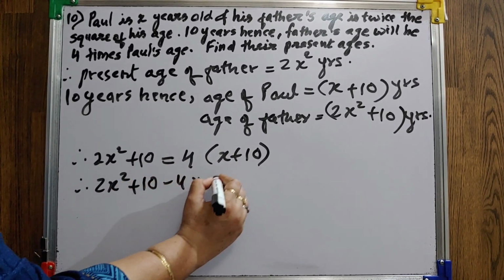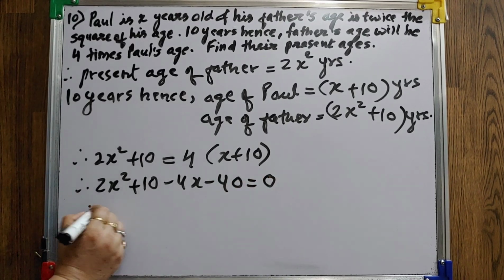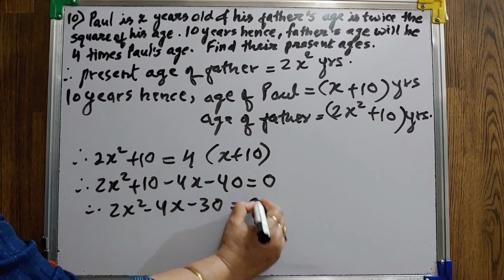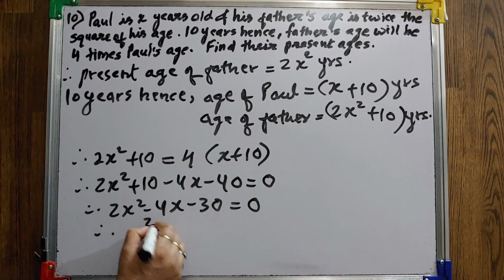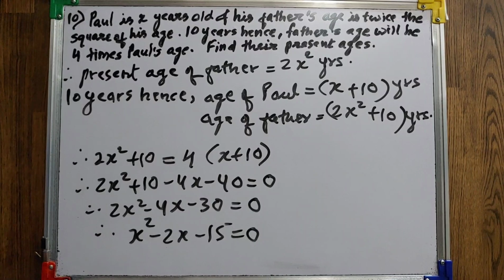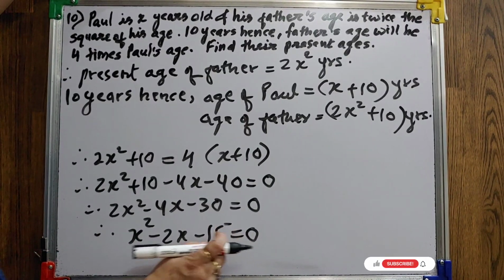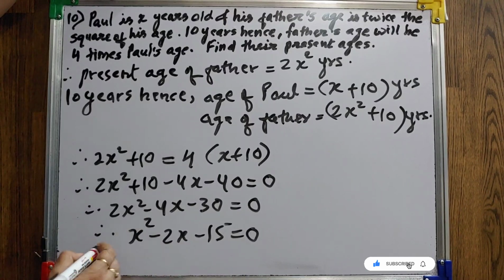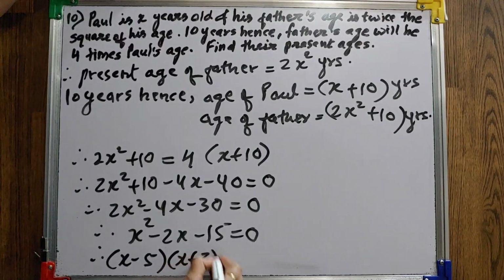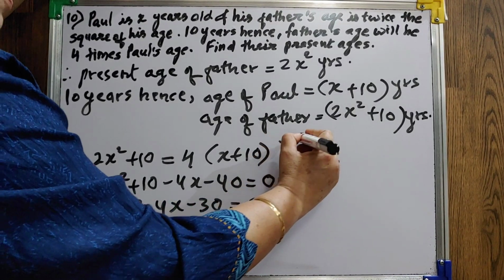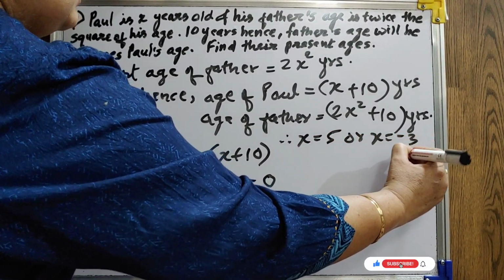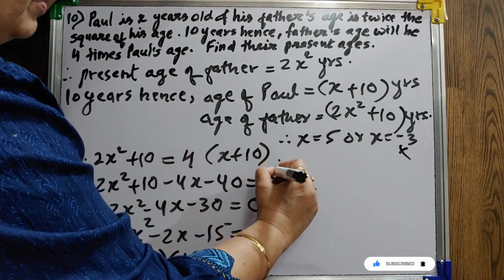Multiply and transfer. 2x square minus 4x minus 30 equals 0. Reduce the equation. You require two factors. Multiplication 15, difference 2, 5 3s are. So your bracket is this. Therefore, x is 5 or minus 3. This is discarded because age can never be negative.